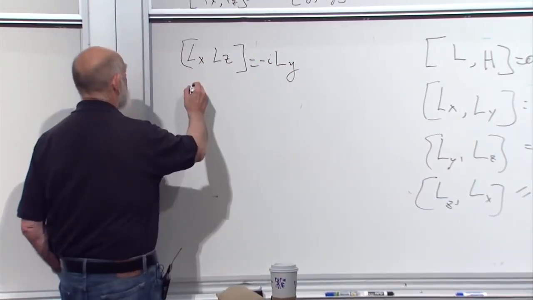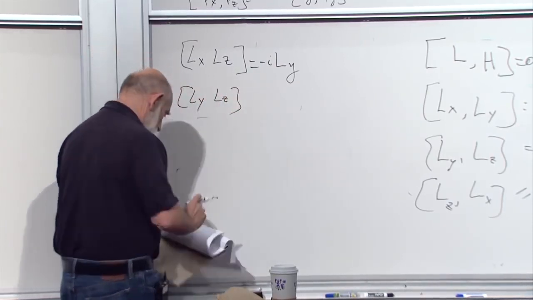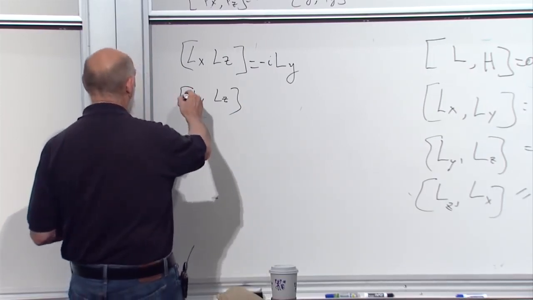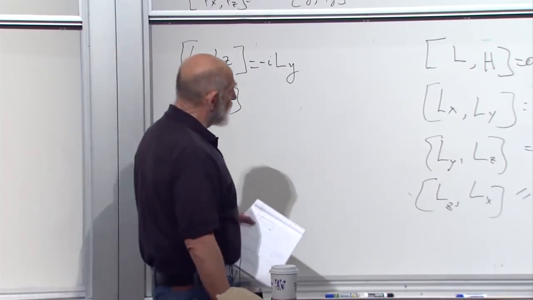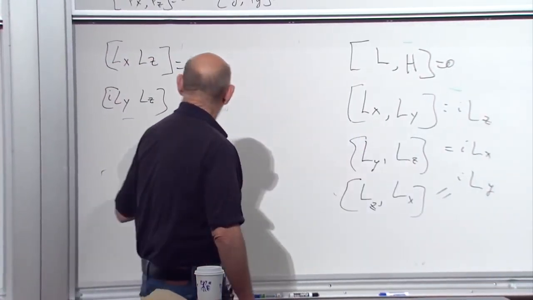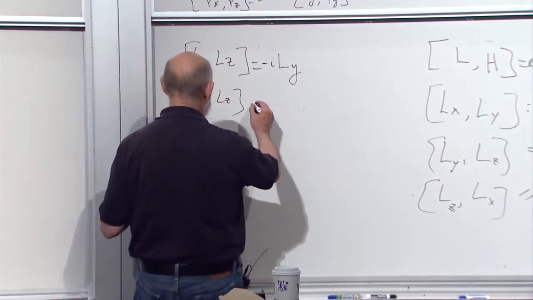Then there's the other one, commutator of Ly with Lz, or i Ly with Lz. We have to do a little bit of work. Here's Ly with Lz, multiply it by i, and we get minus Lx.